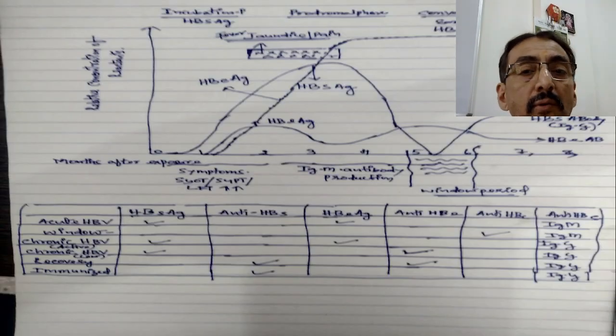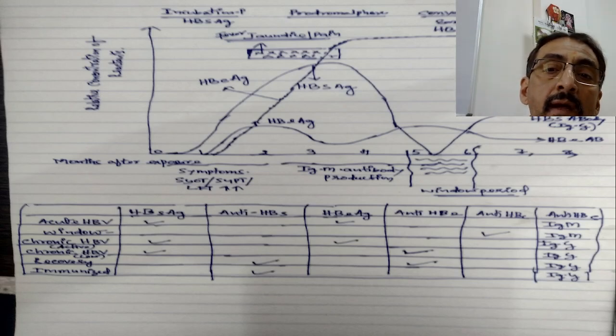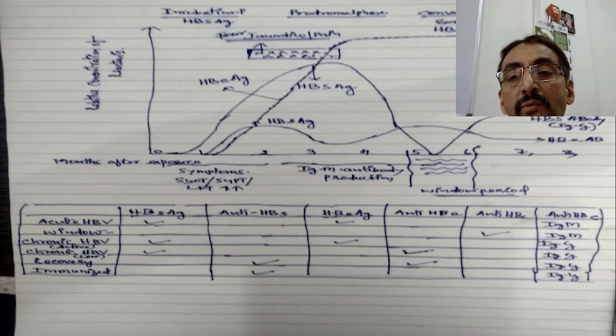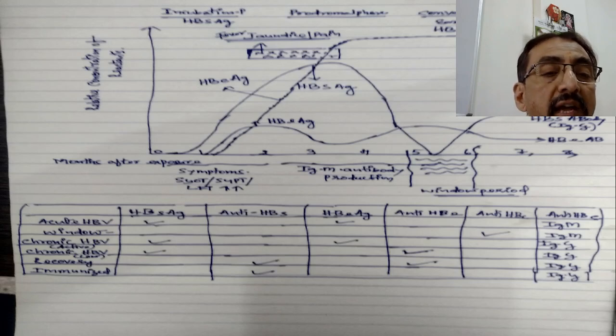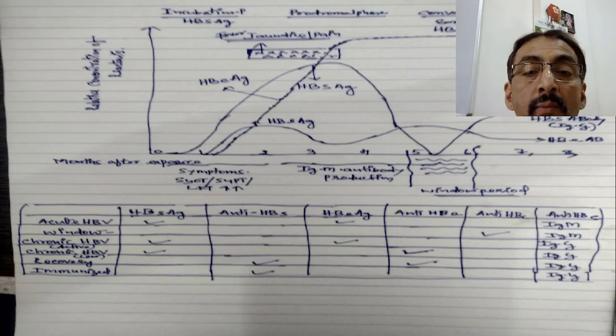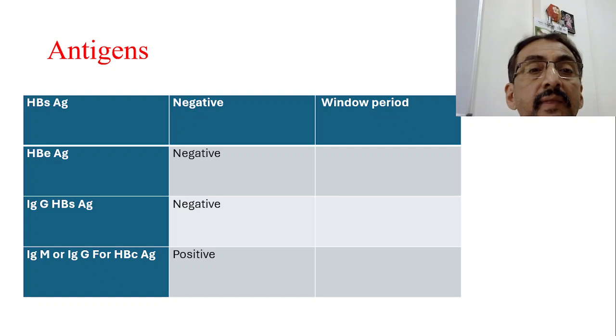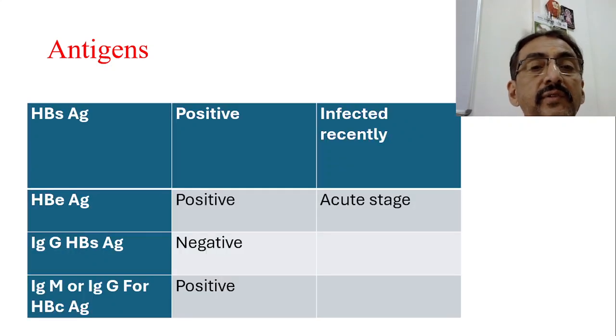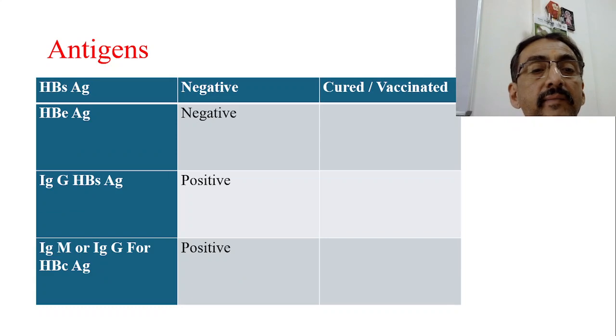Now, this is how the antigens rise according to time. I made a handmade image, maybe it will be clear for you. In acute hepatitis B infection, what are all the antigens that will rise? During chronic hepatitis, what are the antigens which will rise? During the recovering phase, what are the antigens that will rise? Everything is given here, and there is a graphical representation. These are the antigens, if you want to see again, the same thing.